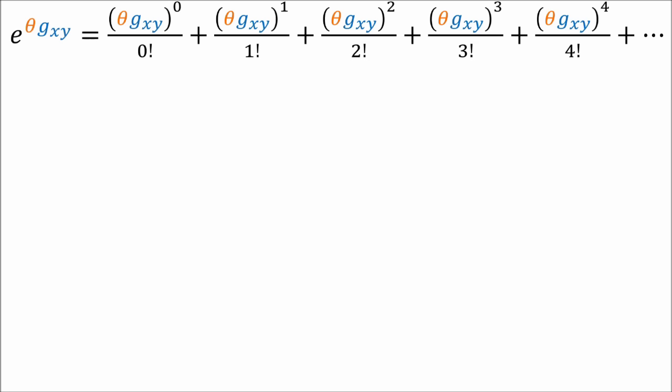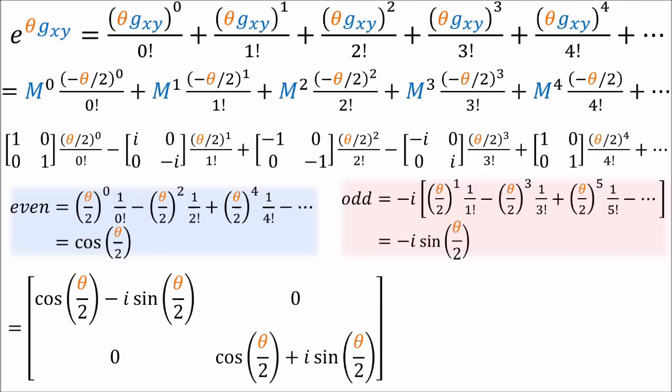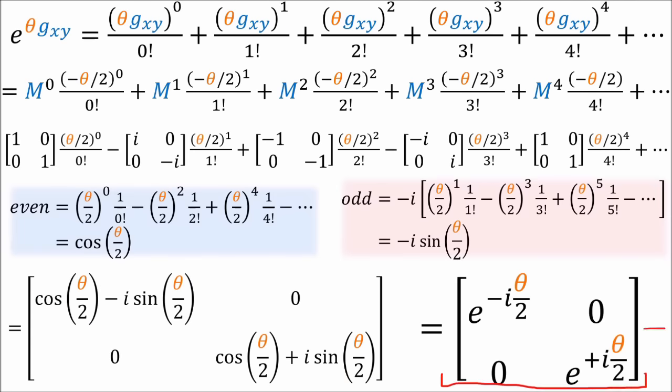Now, one option would be to use the Taylor series definition of the matrix exponential, and plug in all the matrix powers, and end up with this matrix as a result. This is correct, but it's a lot of work. It turns out that there's an easier way.